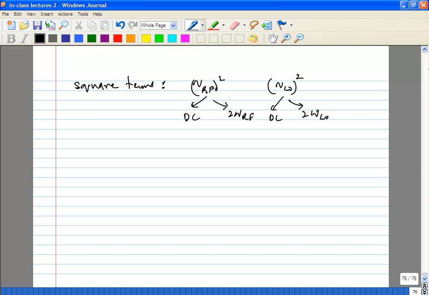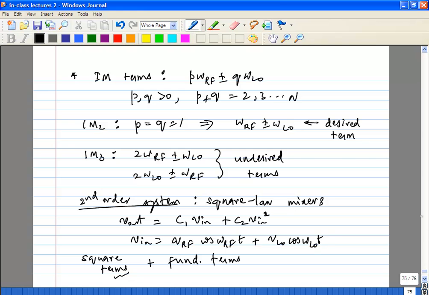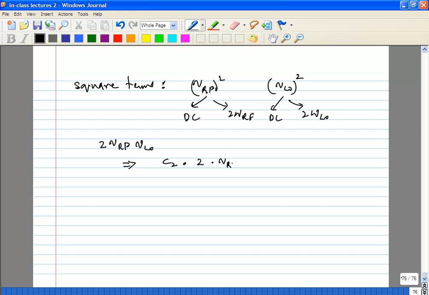Okay, and you have a third cross term. You also have a 2 Vrf VLO term. What does that give you? C2 times 2 Vrf cos omega Rft. Actually, let's call this capital V, so we shouldn't confuse it with the other VLO.